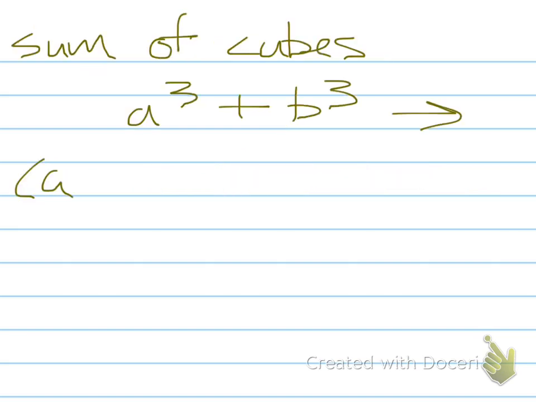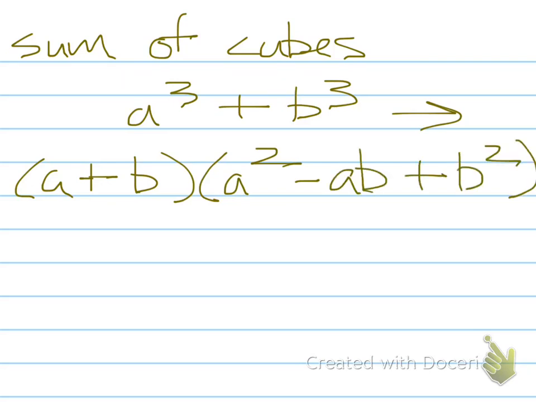Sum of cubes is exactly the same as difference of cubes. The only difference is the signs. The sign for the binomial is always the same as the sign that separates the two cubes. And then the sign for the middle term in the trinomial is always the opposite of the sign in the binomial.